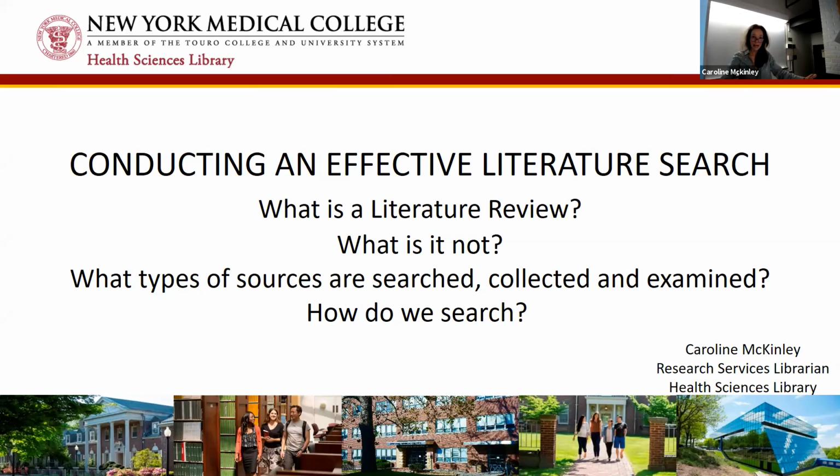And this is the second class of a 4-part series on how to conduct a literature review, from Dr. Thompson's plan of attack to meet deadlines. This class is on how to conduct an effective literature search. We're going to talk about what a literature review is and what it's not, what types of sources, primary sources, are searched, collected, and examined, and how we search. How do we create an effective search string?